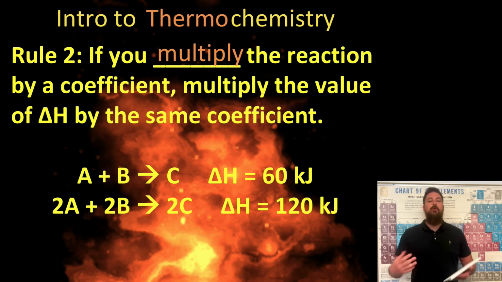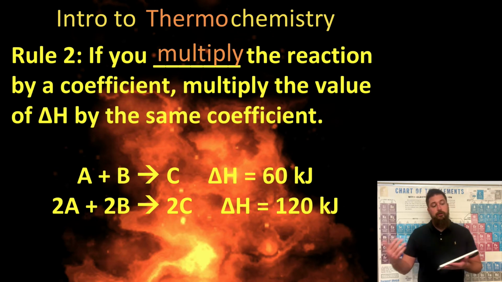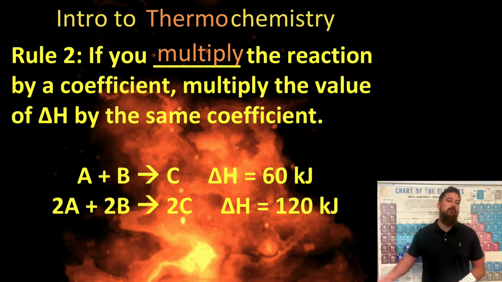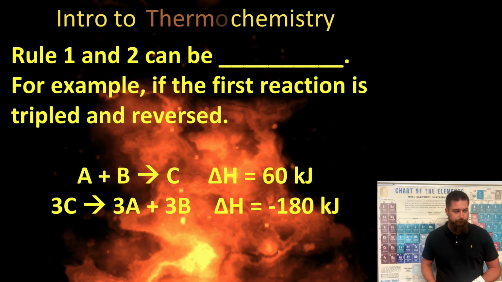We can also multiply a reaction by a certain coefficient, and so we can multiply it by 2 or 3 or 4 or whatever. But if we do multiply it, we also multiply the delta H. So notice how we have A plus B yielding C is 60 kilojoules of energy. If we were to multiply it all by 2, which there are reasons why we would do that, we would end up with 120 kilojoules of energy because we multiply that by 2 as well.